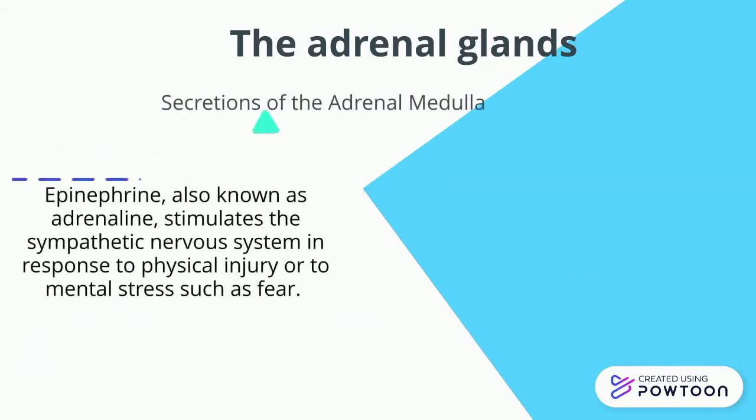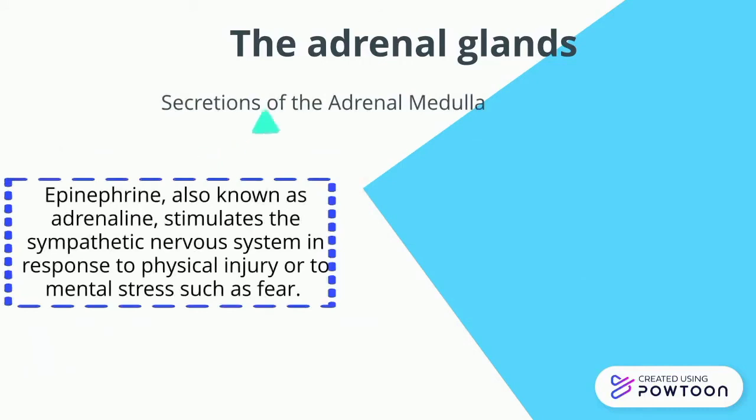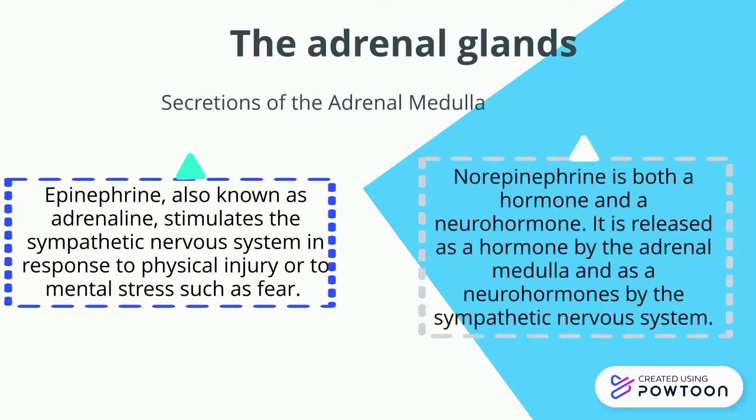1. Epinephrine, also known as adrenaline, stimulates the sympathetic nervous system in response to physical injury or to mental stress such as fear. 2. Norepinephrine is both a hormone and a neurohormone. It is released as a hormone by the adrenal medulla and as a neurohormone by the sympathetic nervous system.